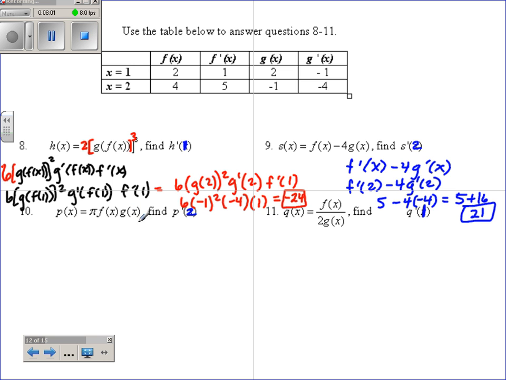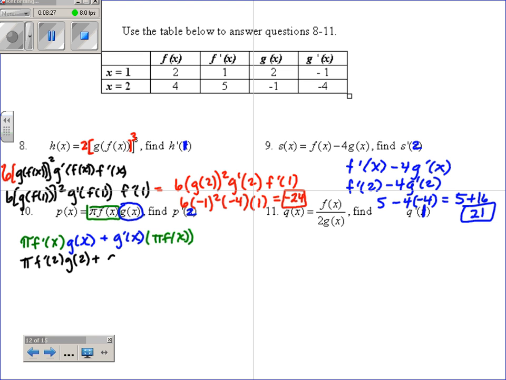Okay, here we're going to use the product rule. I'm just including pi with the f of x. You don't have to include it with either one, but it's the derivative of the first times the second plus the derivative of the second times the first. So we're going to plug in 2. Pi times f prime of 2, g of 2 plus g prime of 2 times pi times f of 2.